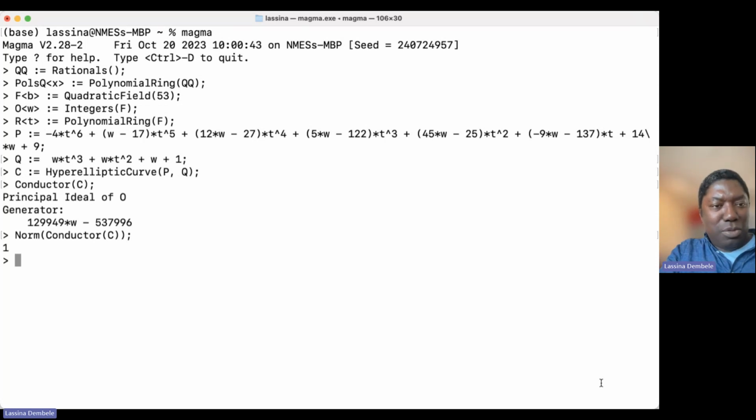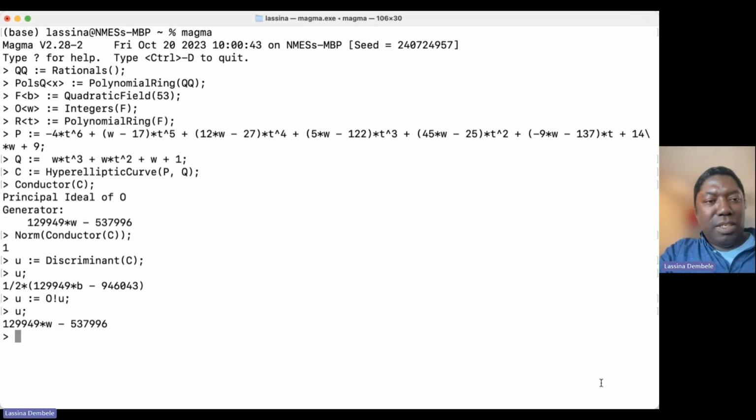Let's say I put U to be the discriminant of C. This is what we get. And I could have actually written U in this way. So U is an integer. And the thing that is interesting about U is that if we take the norm of U, you get -1, meaning that U is a unit in the ring of integers of your base field.